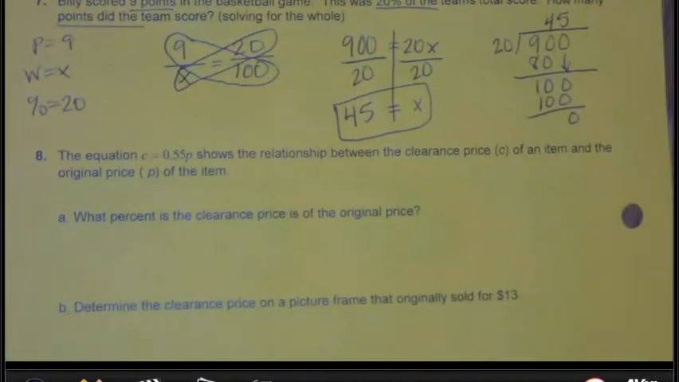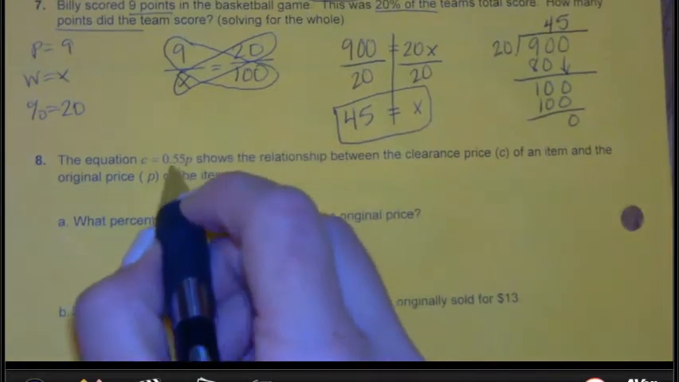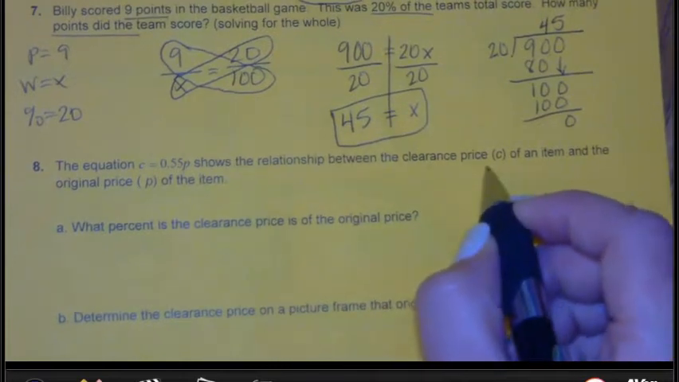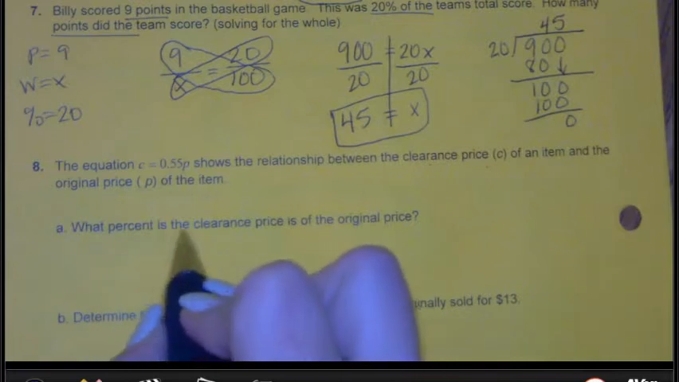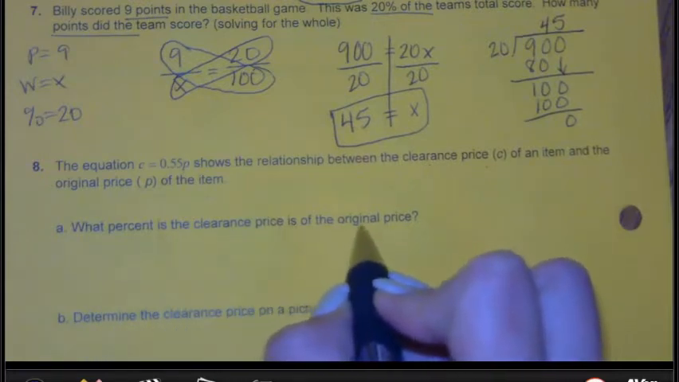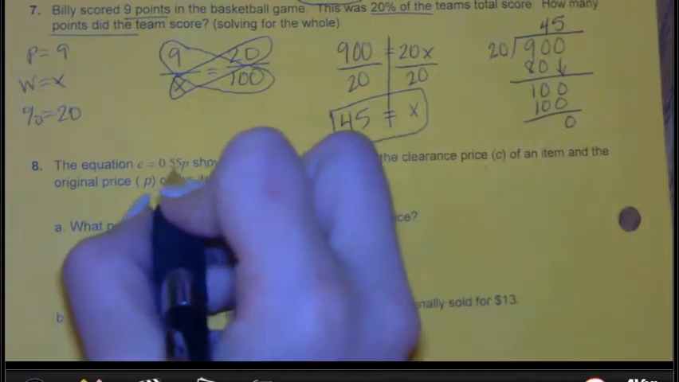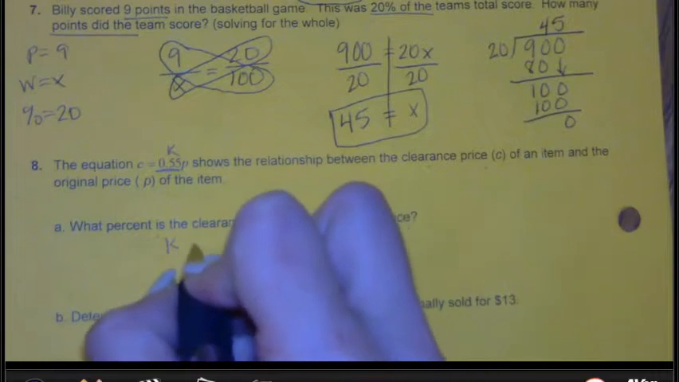All right, number 8. The equation C is equal to 0.55p shows the relationship between the clearance price C of an item and the original price P. What percent is the clearance price of the original price? Okay, so what percent is it? Remember, our percent, it is our k value, so it wants to know what is k.